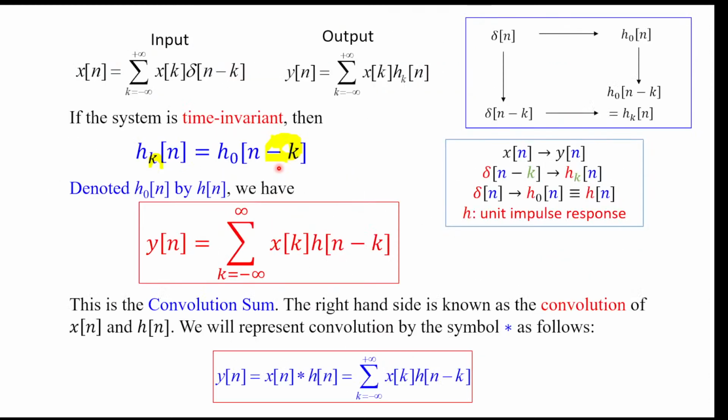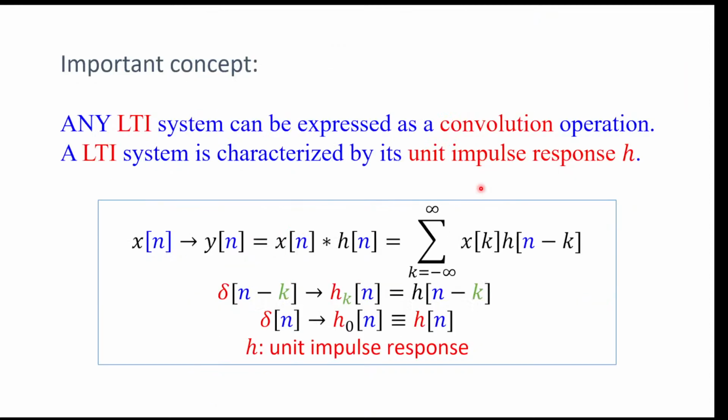And then if the system is also time invariant, the response to every delta function is just a time shift of the response to the delta function at 0. So in the end, everything can be determined by the response to the delta function at 0. So this h of n is h sub 0, which means the response to the delta function. Okay, so that's a quick derivation of the convolution.